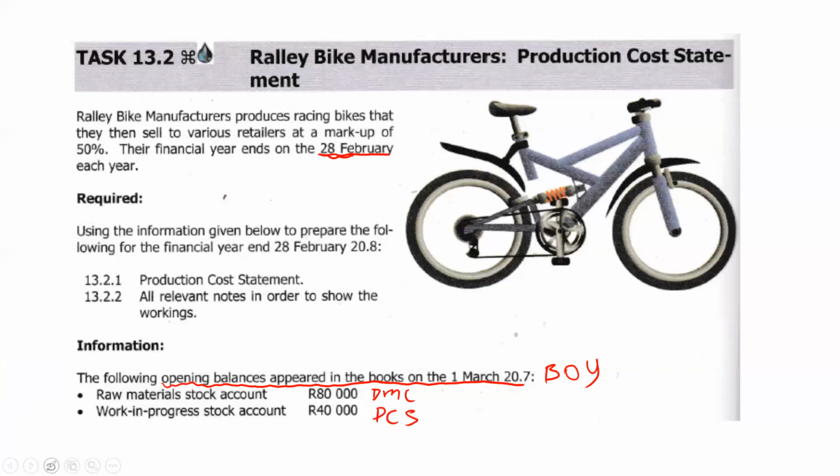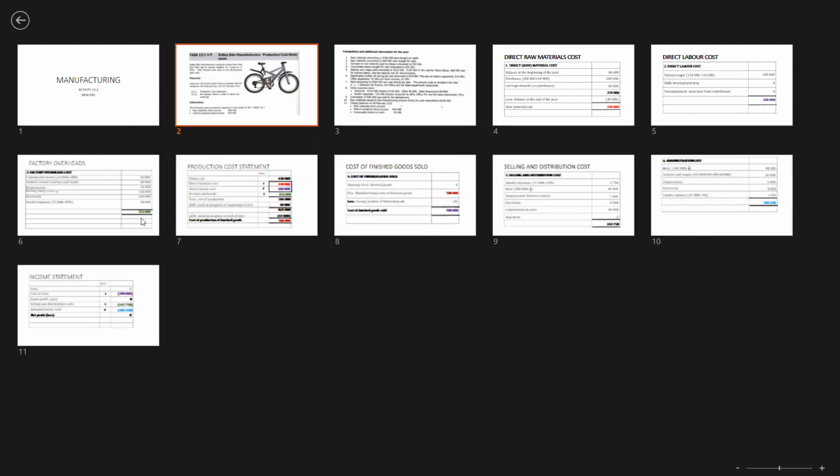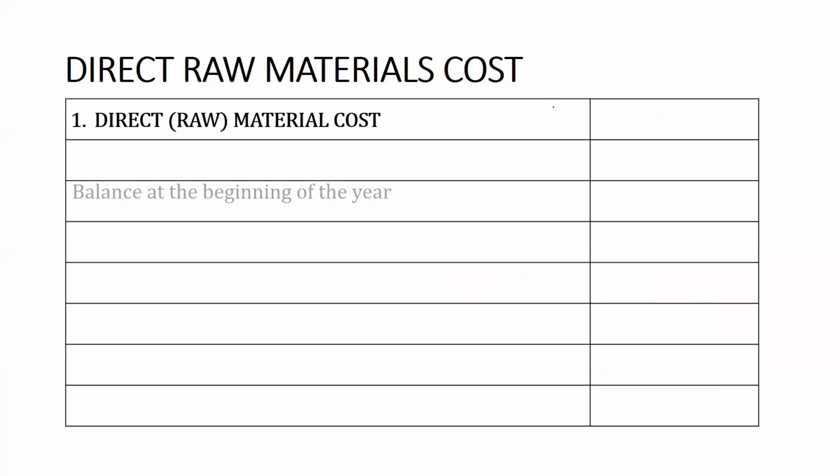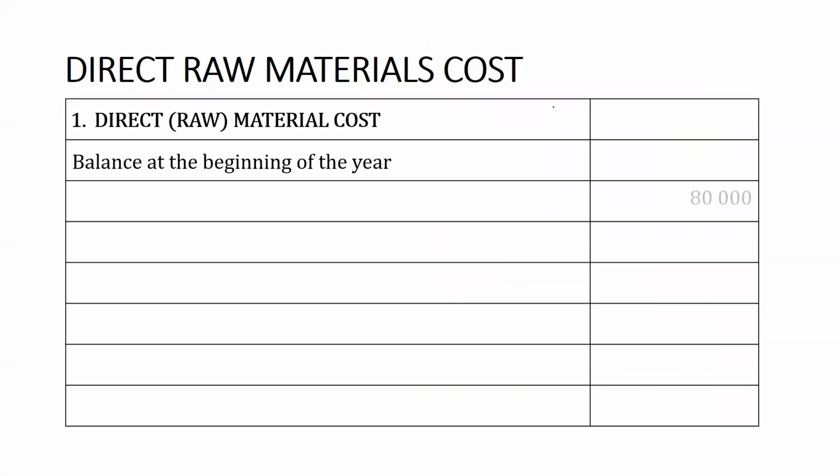Before I actually even read the information that follows, let me go straight to my direct material cost note. It simply starts with the balance at the beginning of the year. In this case, the balance at the beginning of the year will be the amount that I just told you now, which will simply be 80,000 rand. That work in progress, I did say that it'll go to your production cost statement.